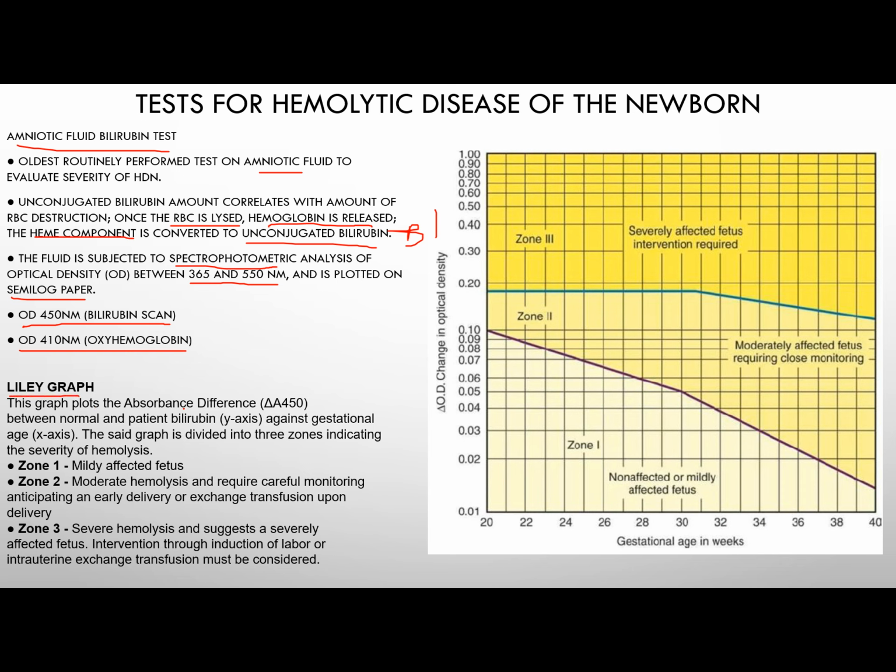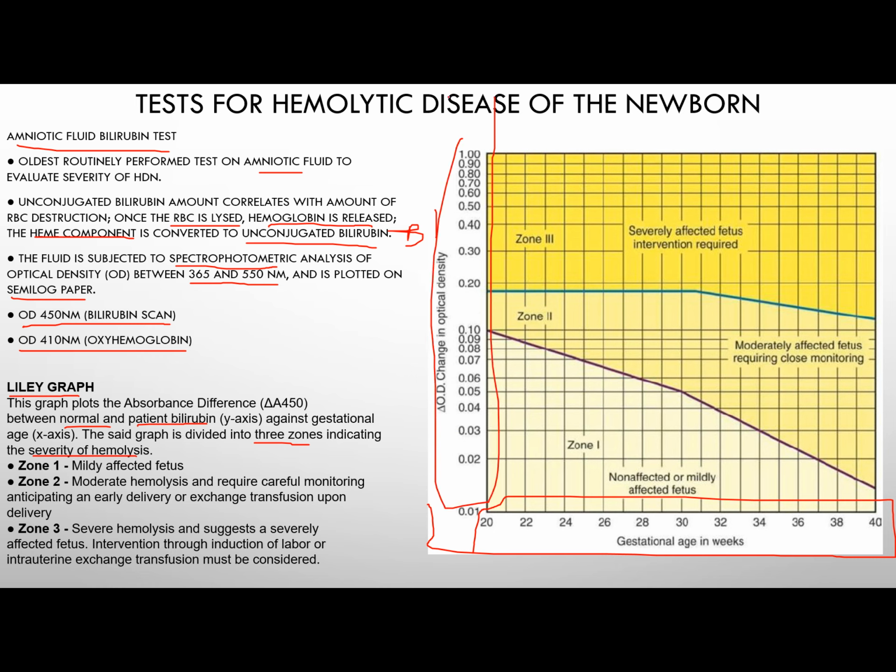So, this graph plots the absorbance difference between normal and patient bilirubin. The x-axis, you have the absorbance of the A450. The y-axis is the patient bilirubin, normal and against gestational age. The said graph is divided into three zones indicating the severity of hemolysis. So, sorry, the x-axis is the gestational age. And the y-axis is the normal and patient bilirubin absorbance difference.